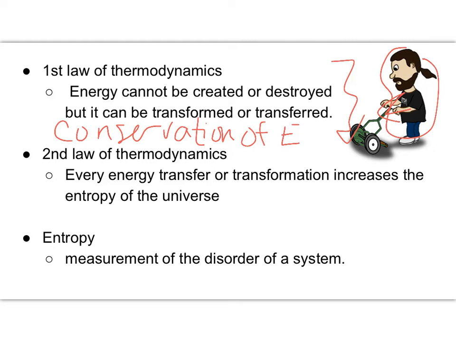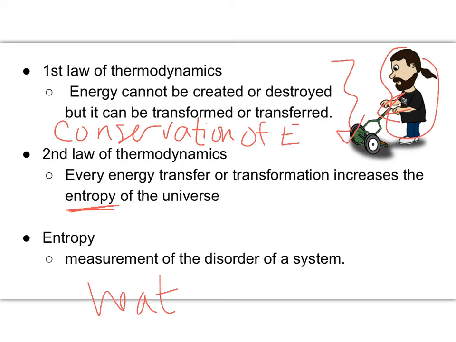Our second law of thermodynamics states that every energy transfer or transformation, so every time we change that energy, is going to increase what we call the entropy of the universe. Entropy is a measurement of the disorder or the chaos of a system. And so every time that energy is transferred, heat is going to be released. Some of that energy becomes unavailable for work in the form of heat. So as a general rule, heat is energy that is not able to be used for work. It is unavailable for work.